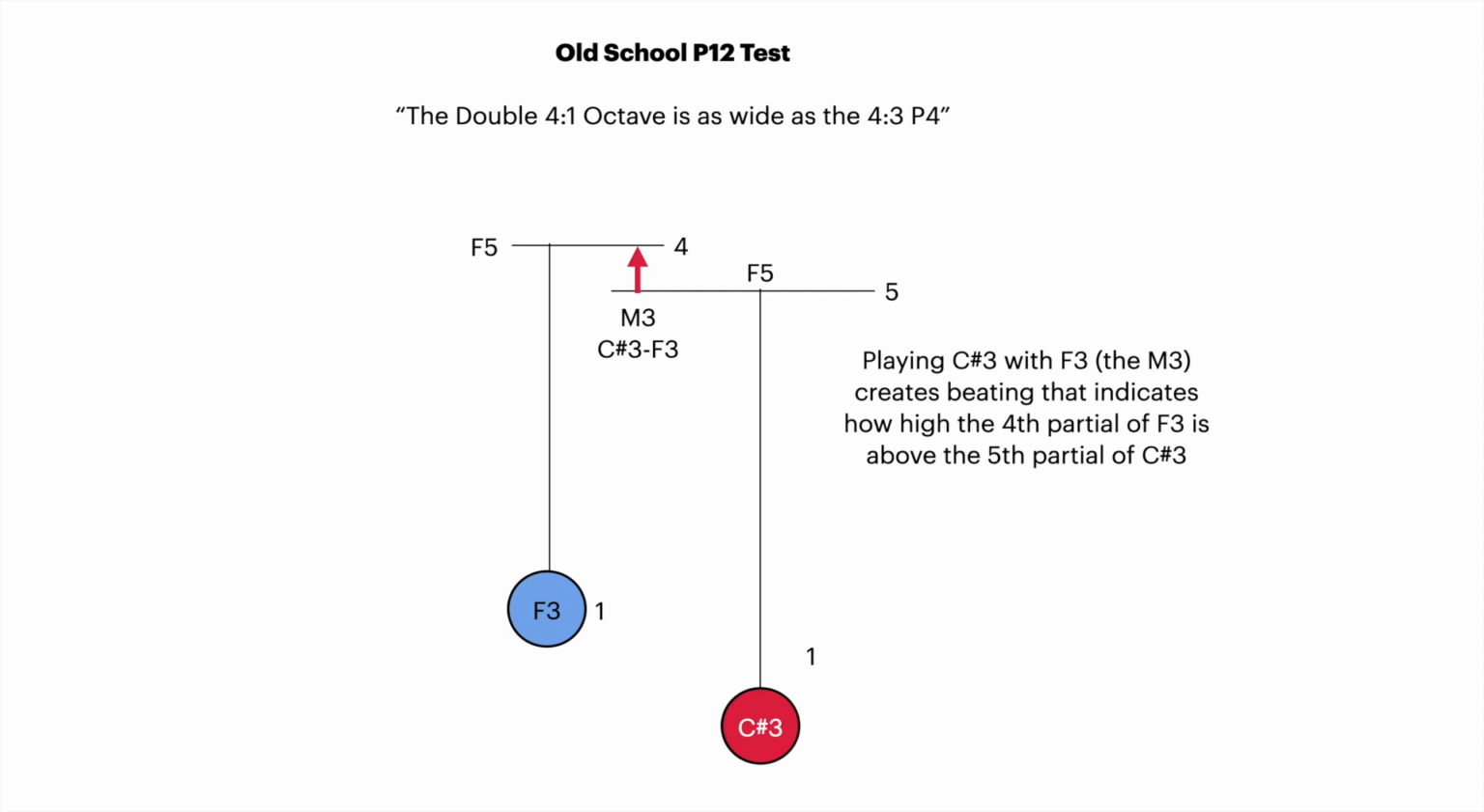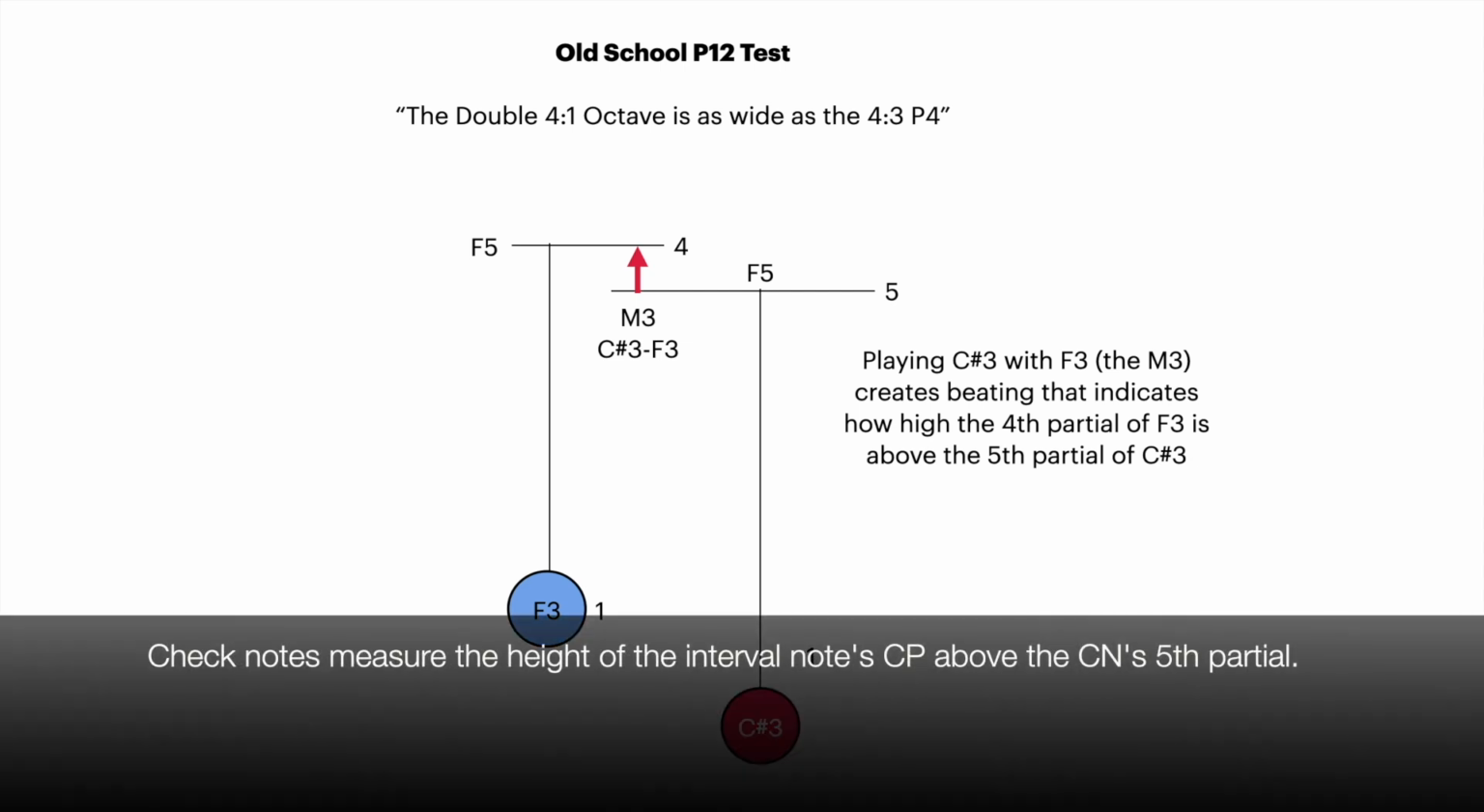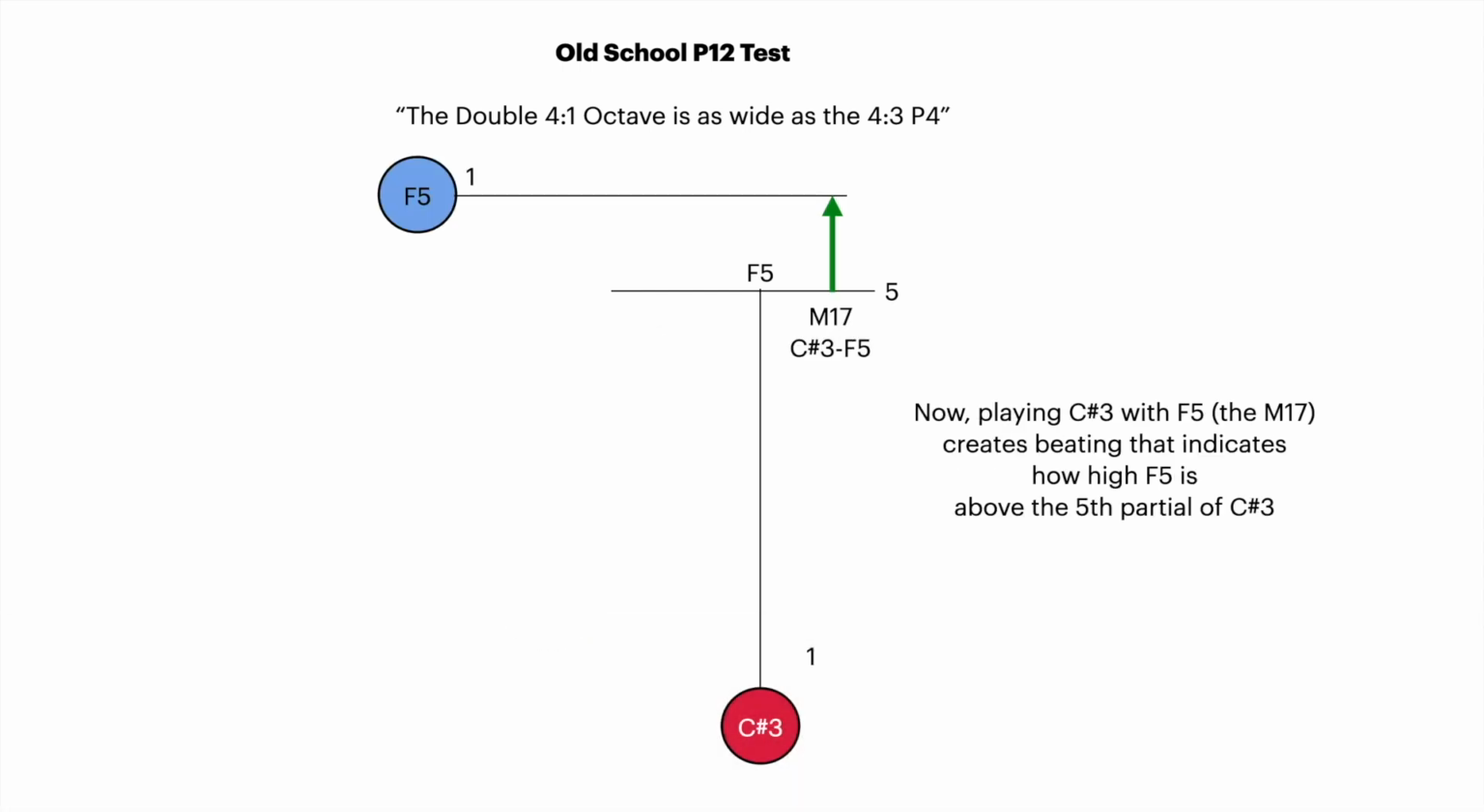Let me state that again in more general terms. When you play a check note with an interval note, you are listening to how high the coincident partial of the interval note is above the fifth partial of the check note. Similarly, when we play the C# with the F5, we're going to be hearing how high the F5 is above the fifth partial of C#3.